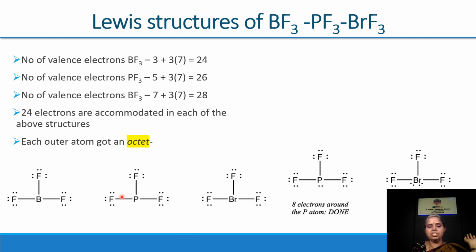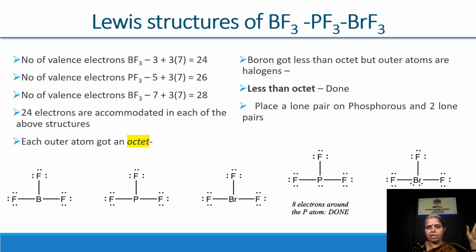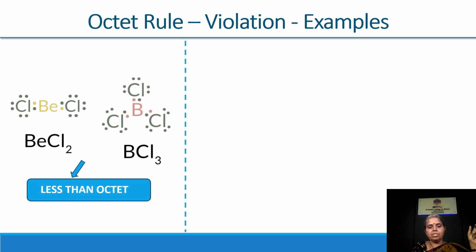So, these are the Lewis structures of BF3, PF3 and BrF3. Boron got less than octet, but because the outer atoms are fluorine, you are done. And then phosphorus got a lone pair, that also we discussed. Bromine got an expanded octet. So, these are the examples where the octet rule is violated.